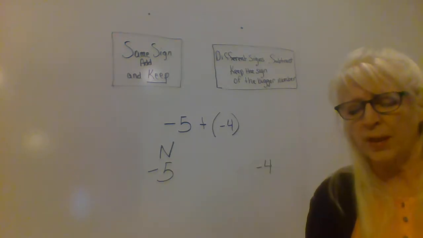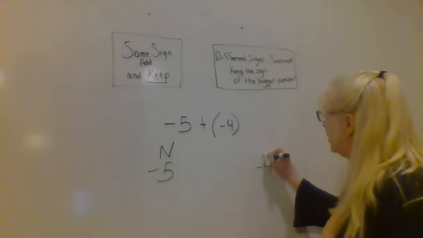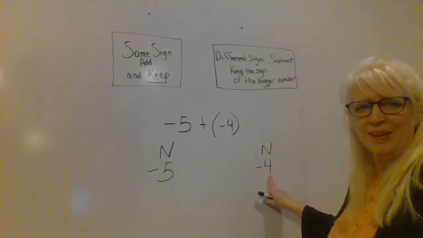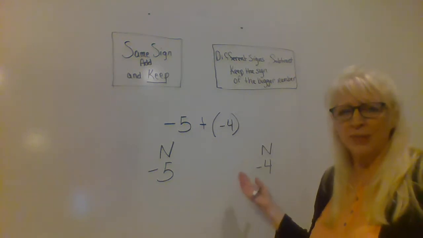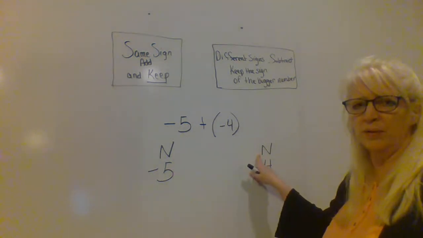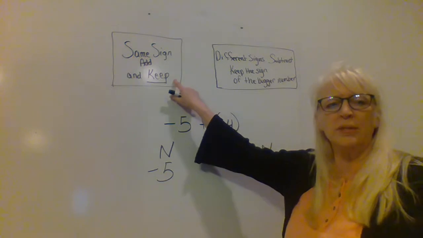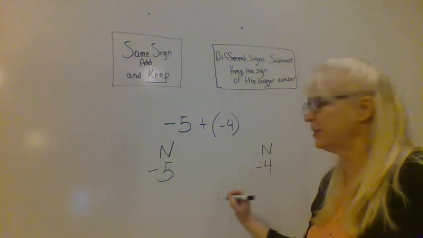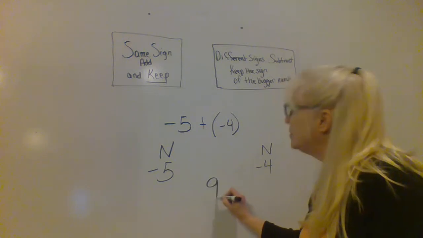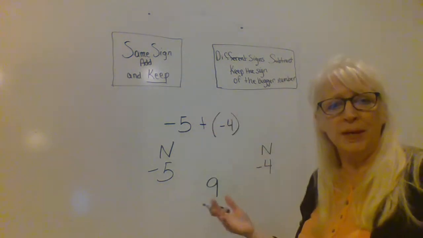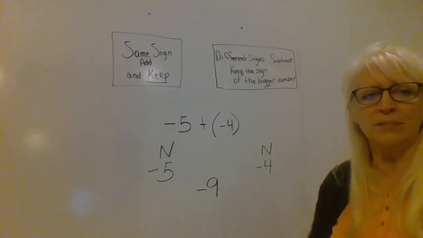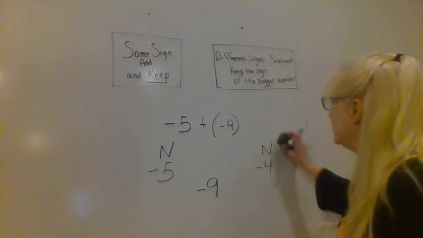So now I can see the numbers for what they are. The 5 is negative and the 4 is negative. So they're both the same sign, N and N. They're both negative. So I'm going to go to my rule that says same sign, add. So I'm going to add 5 and 4, that's 9. And then my rule says that I'm going to keep the same sign. So I'm going to keep the negative sign, and that's it. It's just -9.